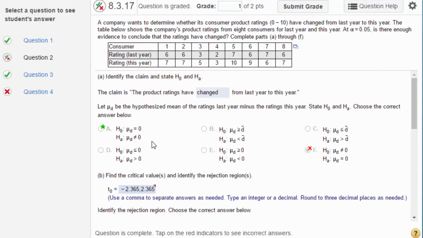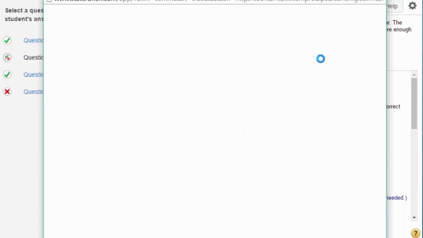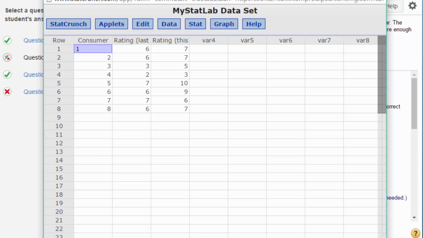That's important because you have to know whether you have a one-tail or two-tail test. Always, if you have an inequality in the alternative, that is a two-tailed test, and you will have two critical values. Now I'm going to go ahead and copy this data into StatCrunch. Let that load. Okay, we have our data.